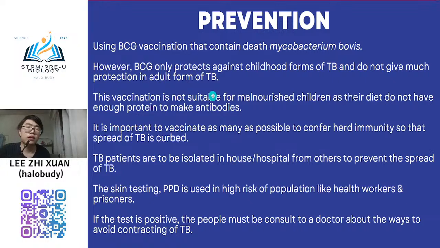This vaccine is also not suitable for malnourished children, as their diet does not have enough protein to make antibodies. However, although this vaccine is not very effective, it is still a vaccine. You need a high vaccination rate to confer herd immunity so that the spread of TB is prevented or curbed. This is like COVID-19. Although you get the COVID-19 vaccine injection, you can still get COVID-19 again, just that the symptoms are not as bad compared to someone not vaccinated. But if your vaccination rate is very high, you can confer herd immunity. Herd immunity means you can protect the society too.